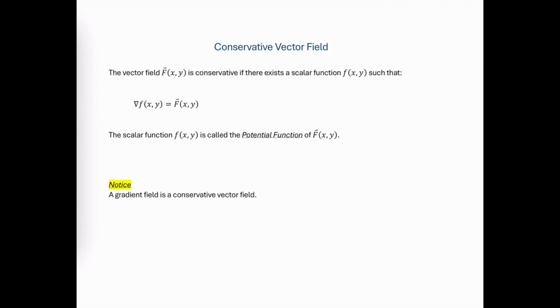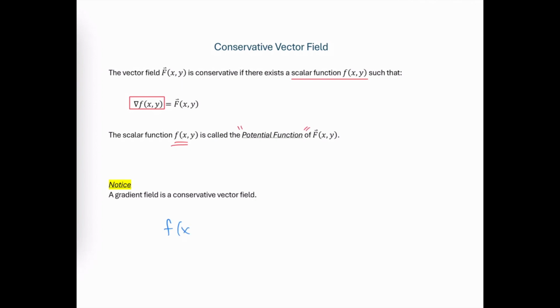A vector field is considered to be conservative if there is some sort of a scalar function such that the gradient of that scalar function is equal to that vector field. The scalar function whose gradient is that vector field is called the potential function of the vector field.